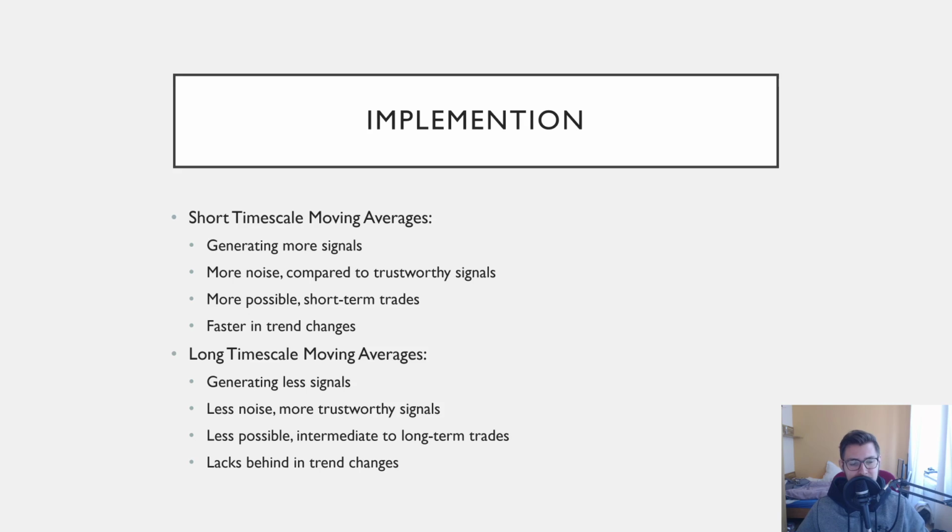Long timescale moving averages are generating fewer signals, but of course they are more trustworthy because there is less noise in these long-term moving averages. Also, there are fewer possible but intermediate to long-term trades. So this is usually for longer-term or swing trading positions. And also there's the downside because they lag behind in trend changes, but as I said, are then more trustworthy.